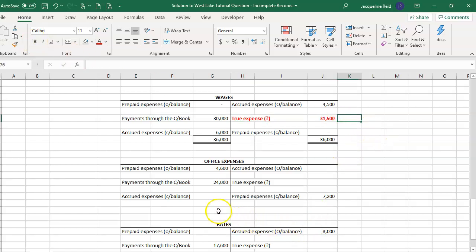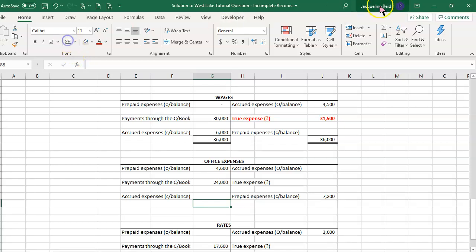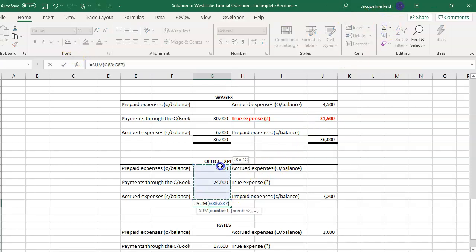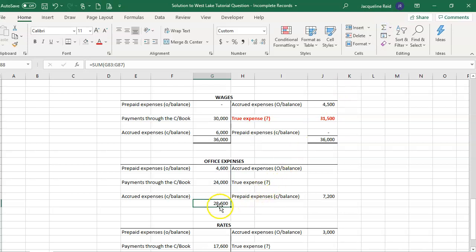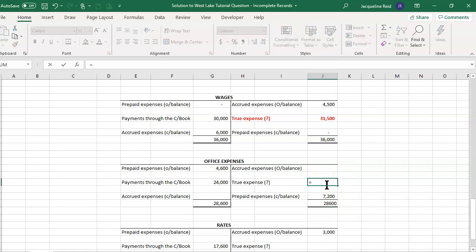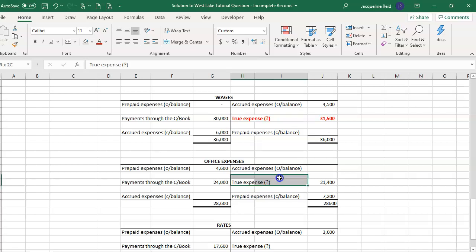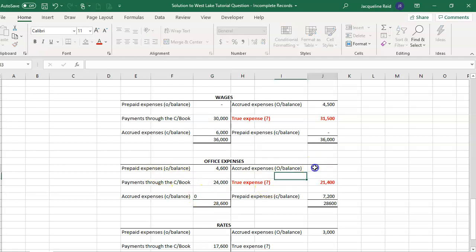Let's do the same for the office. Total on the debit side is 28,600. So the credit side must also be showing that. And the only way it can be showing that is if there's a true expense of $21,400. Again, there are no figures for accrued expenses for office expenses. That's nil.